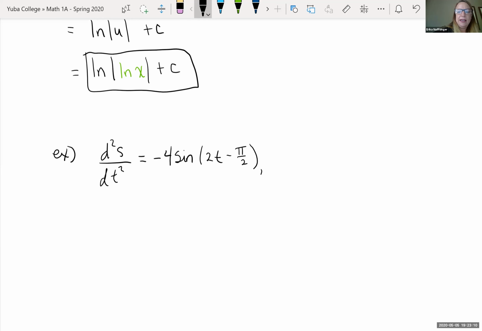And we're given that s prime of 0 equals 100, and we're given that s of 0 is equal to 0. Solve the initial value problem.